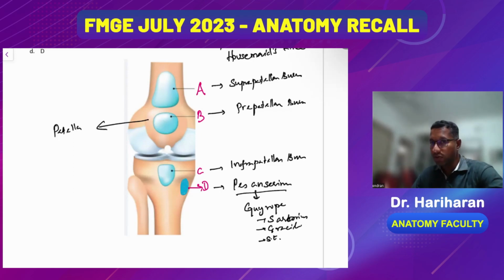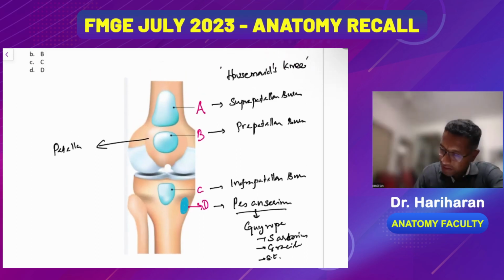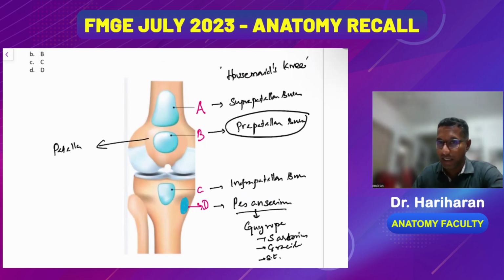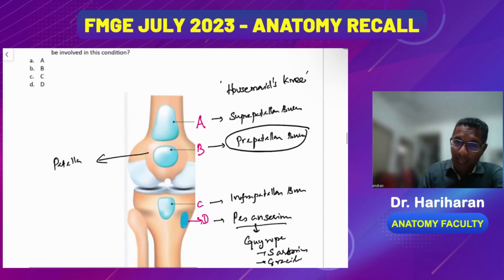Now when a housemaid cleans in houses, she kneels down and cleans. So the most common bursa which gets inflamed is the pre-patellar bursa, resulting in pre-patellar bursitis. And this pre-patellar bursitis is the answer for this question. So the answer is option B.